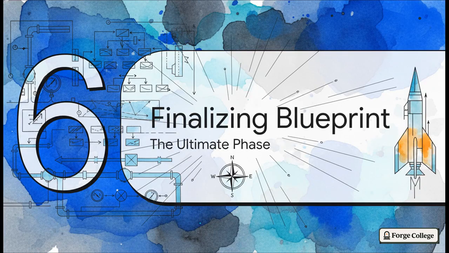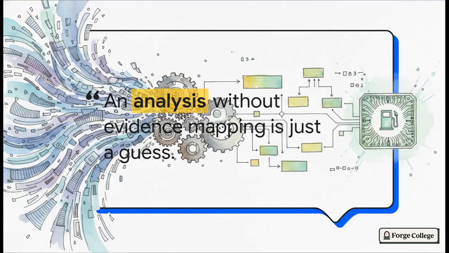And finally, Section 6, finalizing your capstone blueprint. We've reached the ultimate phase. That brings us to wrapping up your capstone blueprint and preparing for the next phase of this track. I really want you to remember this next phrase because it's honestly the core philosophy of this entire Ethereum fundamentals module. An analysis without evidence mapping is just a guess. Read that again. We are engineers, we're not guessers. The precise mapping of raw data to a structured narrative is exactly what makes your work professional, credible, and immediately valuable.